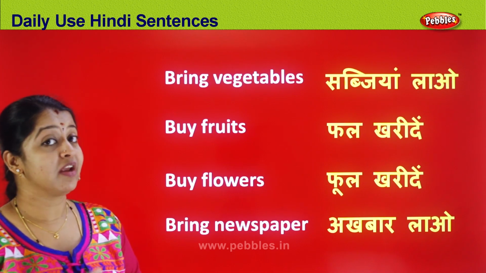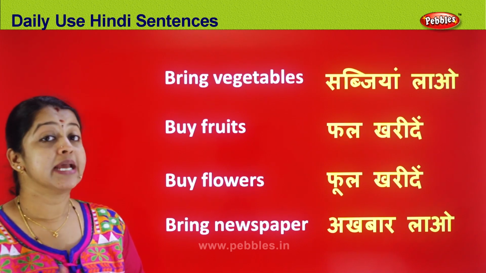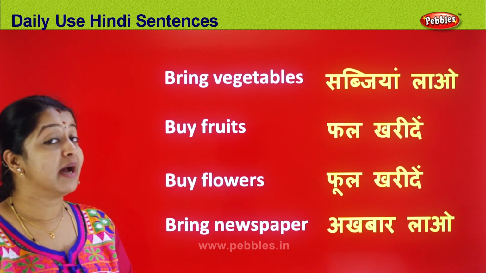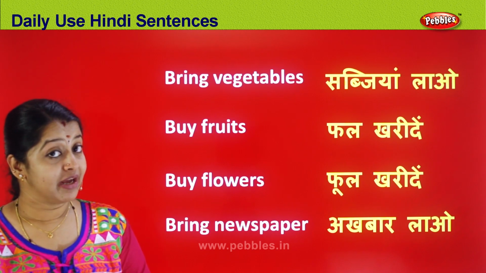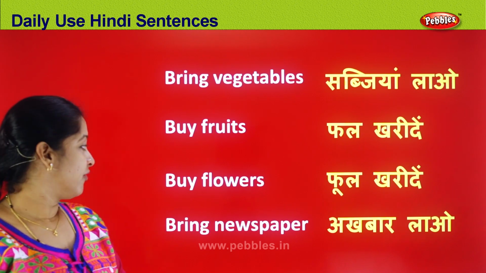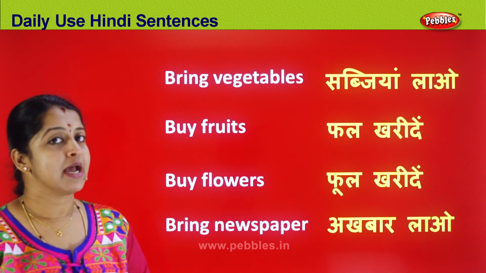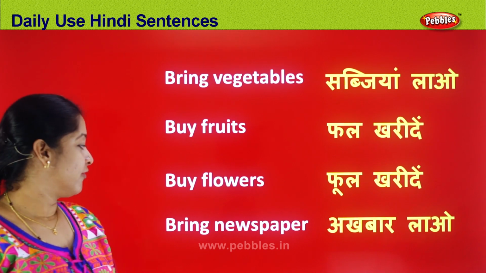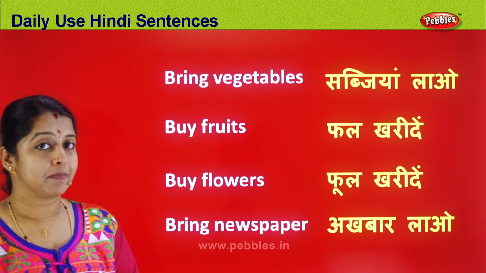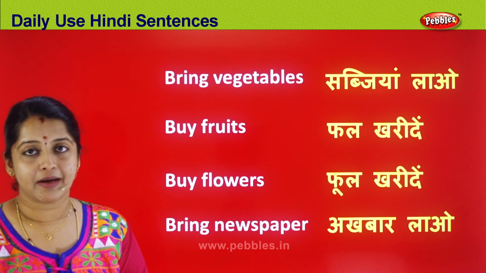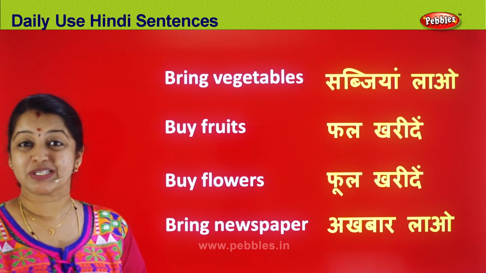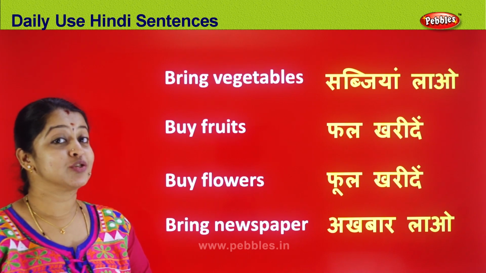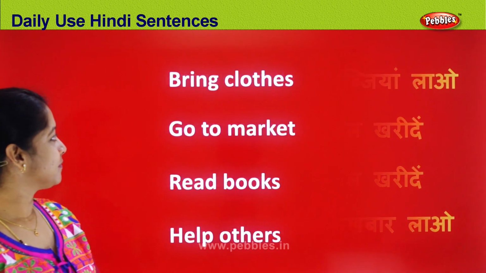If I have to say bring vegetables, I would say sabjiyan lao. If I have to say buy fruits, I would say fal kharide. If I have to say buy flowers, I would say fool kharide. And if I have to say bring newspaper, I would say akhbar lao. So hope it was easy for you to pronounce and spell along with me. Alright, so let's go to the next set of words.